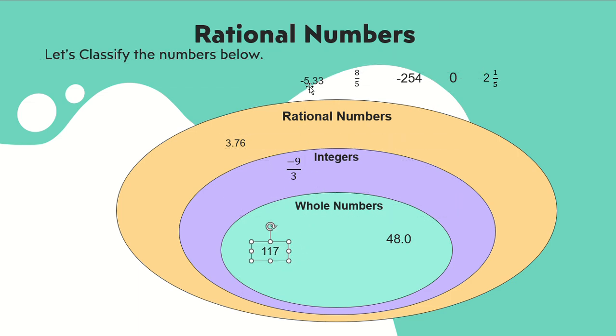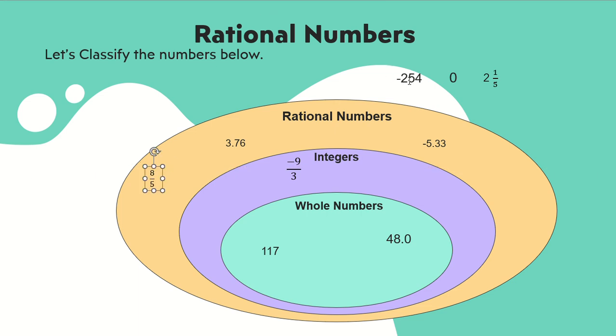A negative 5 and 33 hundredths. Again, it has a negative sign, but also make sure that you look at the back. It has decimal parts to it, so that automatically makes it a rational number. Per our last example, if I go 8 divided by 5, I will have a whole number and decimal parts. So since we know that, it will automatically make it a rational number.